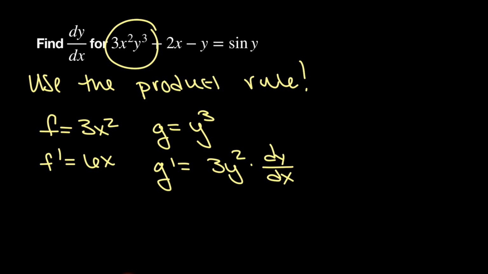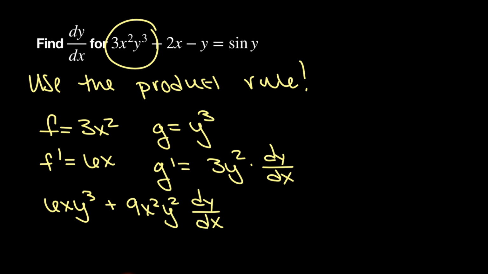Notice what's happening with implicit differentiation: anytime you're taking a derivative of a y, you're going to multiply by dy/dx. Okay, so applying my product rule, I'm going to take f prime times g, so 6xy to the third, plus g prime times f. So g prime times f, 3 times 3 gives me a 9. There's an x squared, a y squared, and then that dy/dx. And this is the derivative of that first term.